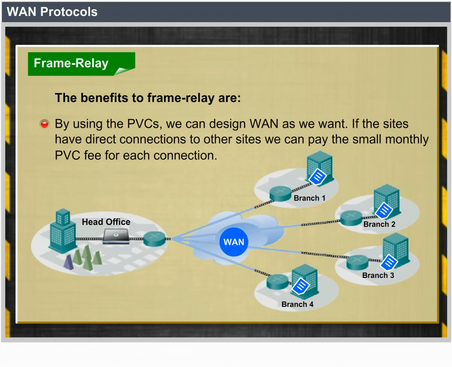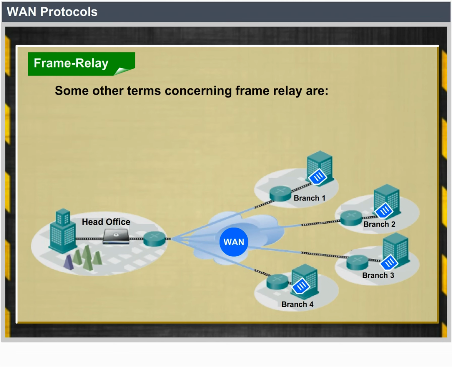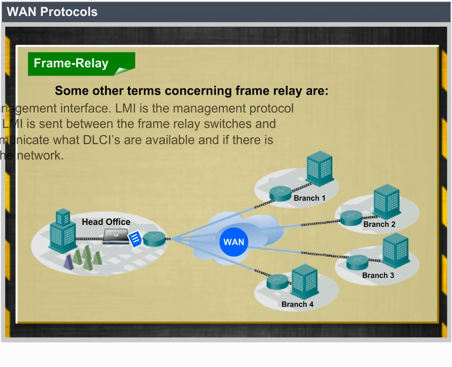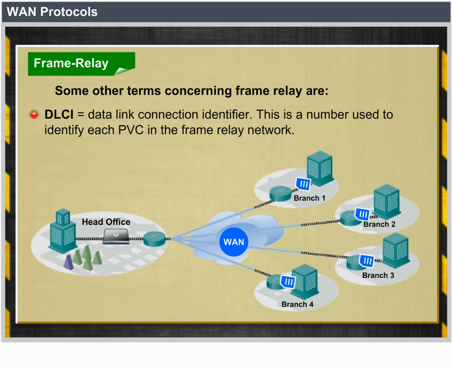Some other terms concerning frame relay are: LMI, Local Management Interface. LMI is the management protocol of frame relay. LMI is sent between the frame relay switches and routers to communicate which DLCIs are available and whether there is congestion in the network. DLCI, Data Link Connection Identifier. This is a number used to identify each PVC in the frame relay network.